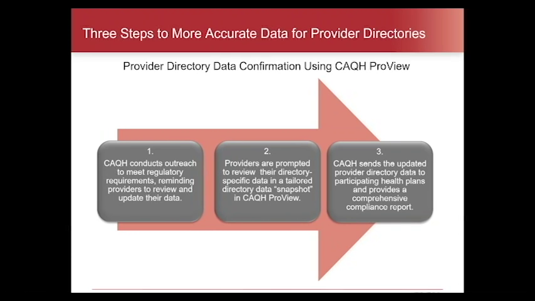So if we really think about this at the highest level, we're really talking about three key steps. And first of all, there's outreach. Secondly, there's the updating that has to take place from the provider themselves. And then it's how we actually distribute all of that information and the compliance reporting to all of the health plans. So we're going to dive into that in more detail, but this is really what the solution is in a nutshell. And we'll actually be looking at the screenshots and explaining how this will work for participating plans.